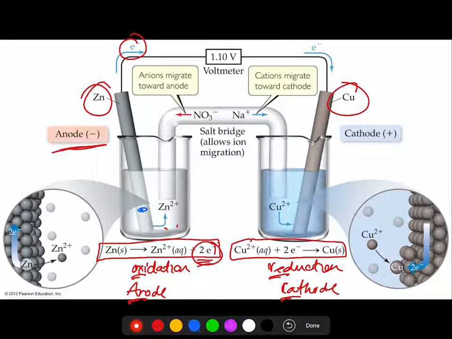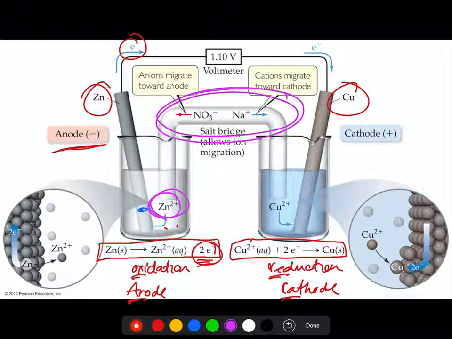And then, finally, the last important part: we have our salt bridge. If we think about what's happening over here, we are producing zinc cations, which means that in order to maintain neutrality in my solution, we are going to get the migration of anions in this direction.